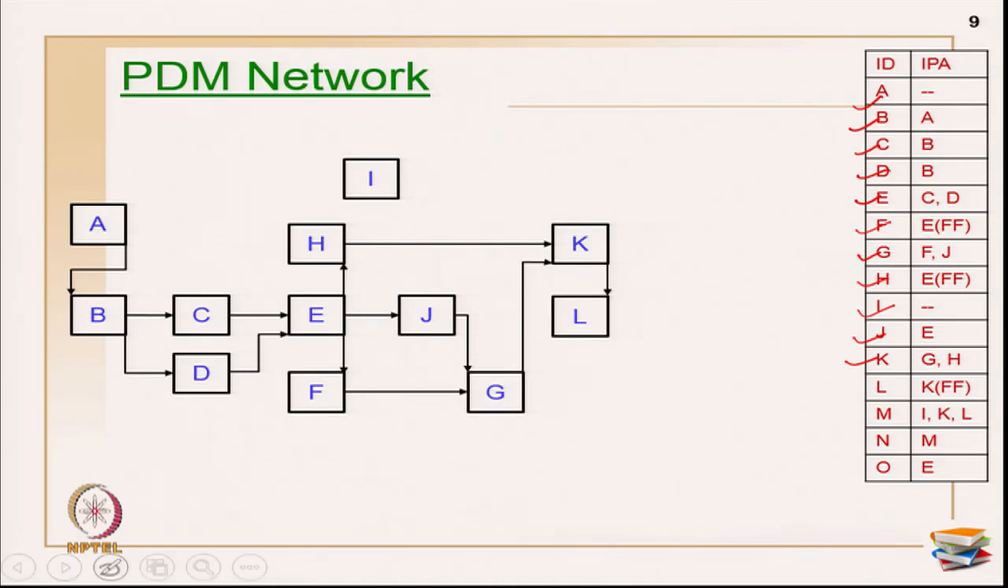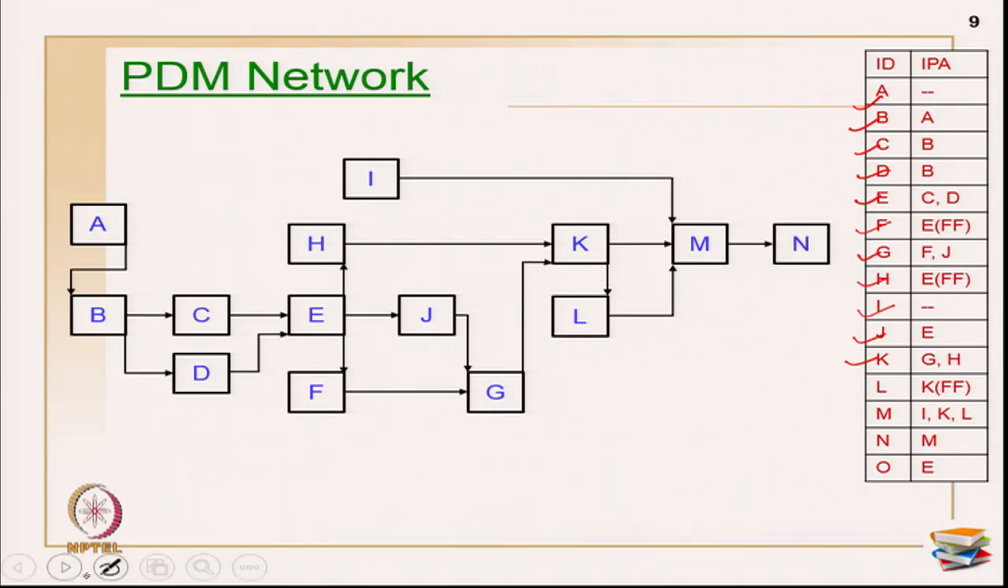Then I have L. So, L is finish with respect to K. So, I have drawn it here. Then I have activity M. So, it is primarily I, K and L. Okay. And then I have activity N. So, after this I have activity O.